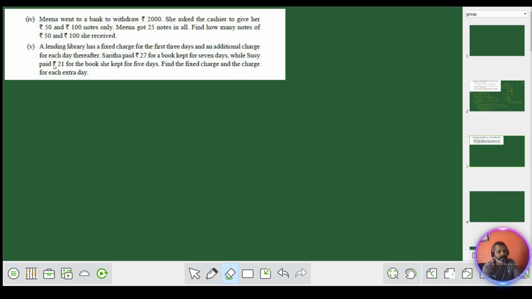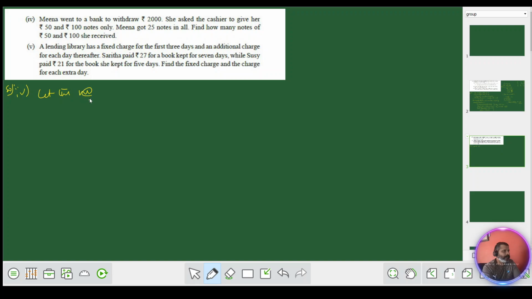This is a real time question. Like we see in the banks, if you are taken by your parents to the bank, then you will have a clear picture of this question. Meena went to a bank to withdraw 2000 rupees. She asked the cashier to give her 50 rupees notes and 100 rupees notes only. Meena got 25 notes in all. Find how many notes of each she received, right? So we don't know the number of notes of 50 rupees and 100 rupees. We'll take them as x and y.